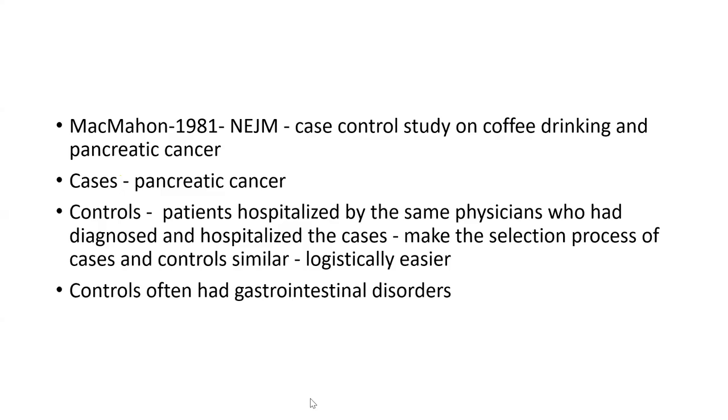Now, just a few examples before we end, because this will really highlight some types of biases which we may not have looked at till now. This is a very famous study, which I have taken in one of my classes, published in NEJM in 1981, a case control study on coffee drinking and pancreatic cancer. Cases are pancreatic cancer, and controls are patients who are hospitalized by the same physician who is managing the patients with pancreatic cancer, and these are therefore more likely to have gastrointestinal disorders. But recruiting controls in this fashion is logistically easier, so these patients are recruited.